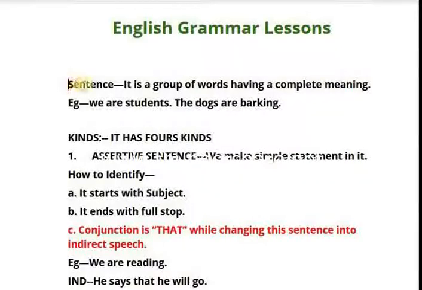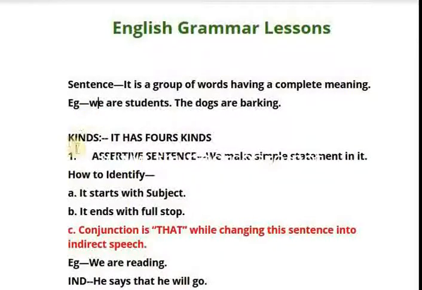The definition of the sentence, which you already may be knowing, is that it is a group of words having a complete meaning. Here are two examples: We are students. The dogs are barking. This is how you have to write a sentence, so that there should be a subject, verb and other words which complement the subject and verb of the sentence, so that the meaning of the sentence must be clear to the readers and to the listeners.